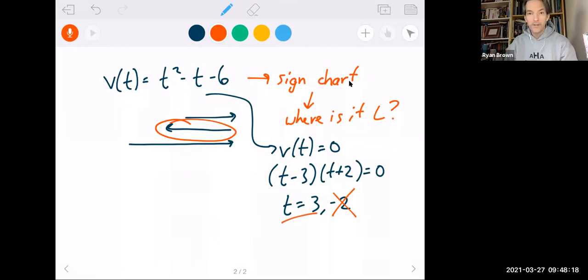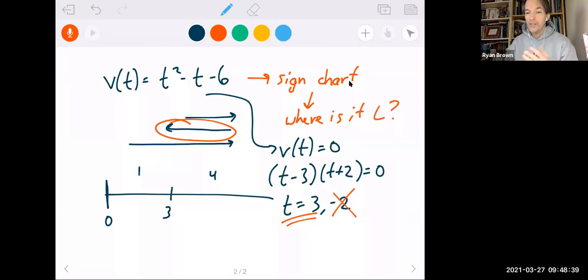This t equals 3 is in our time period from 1 to 4, so we are going to include it. So now when I go to my sign chart here, I have t equals 3. I'm going to stop it here at t equals 0, right? Because we can't have negative time. So let's try to figure out from 0 to 3. Remember, we just plug in some test values here and here.